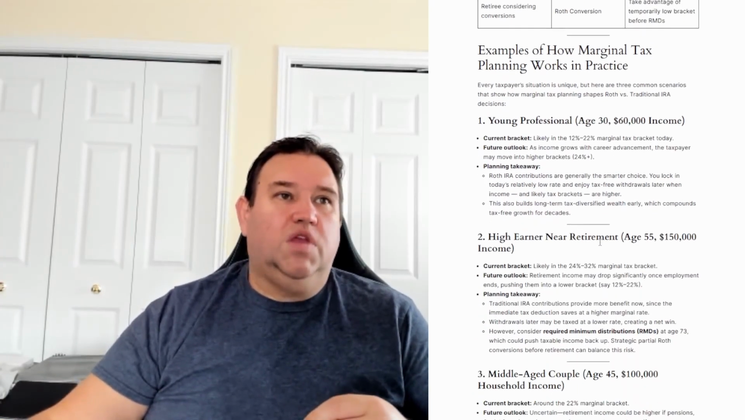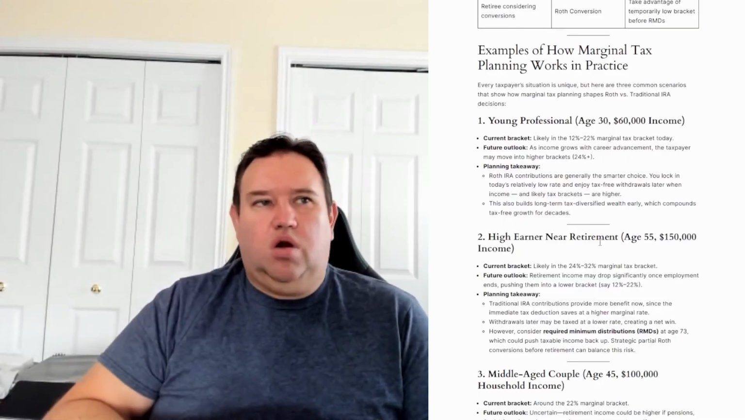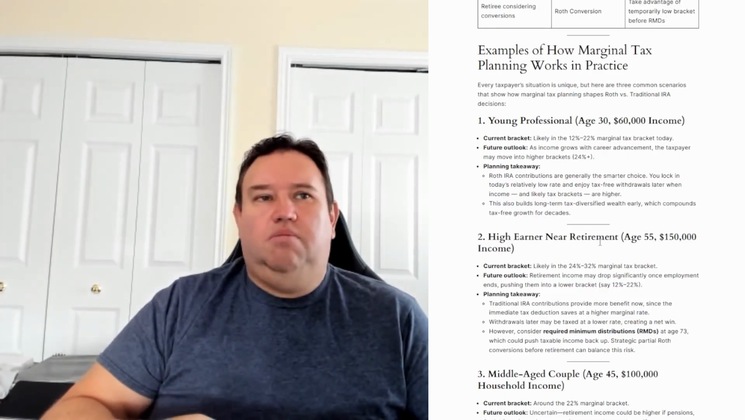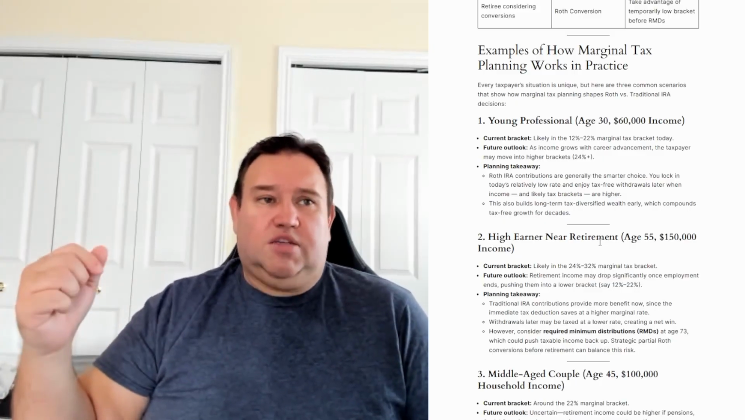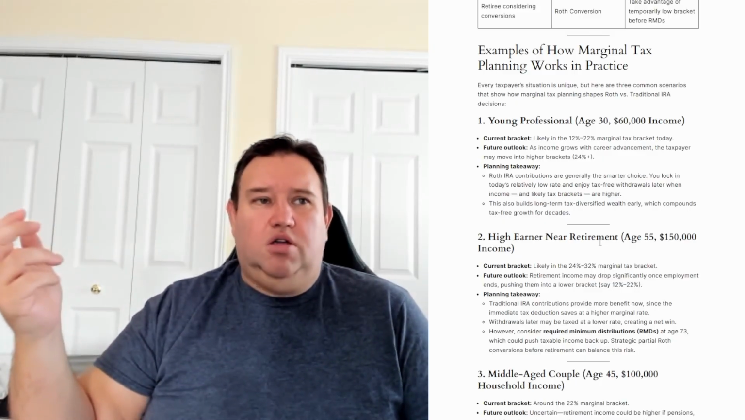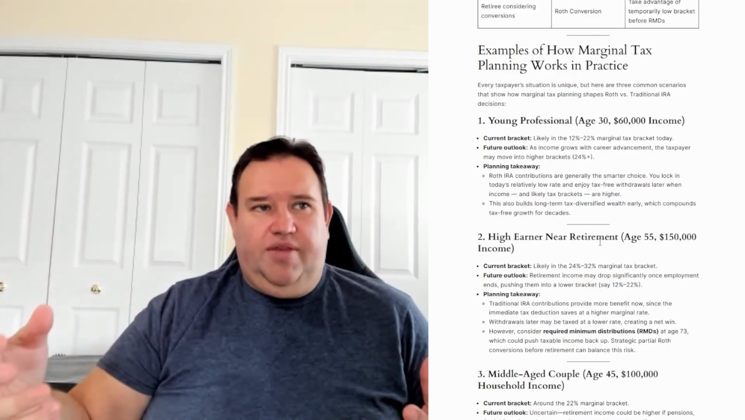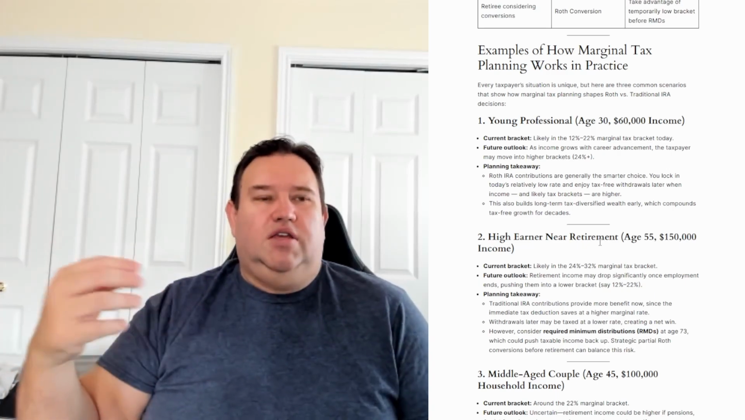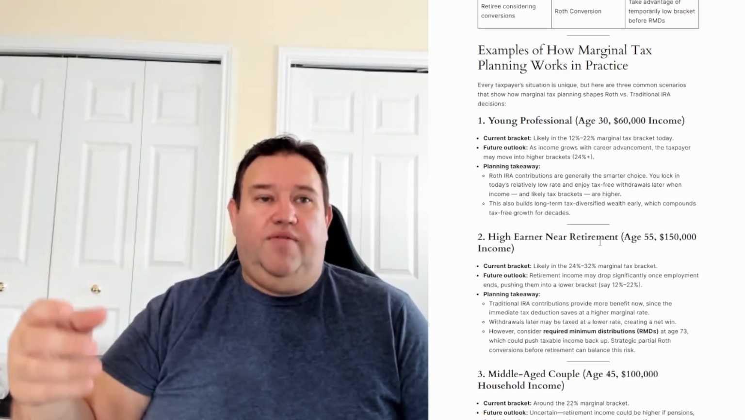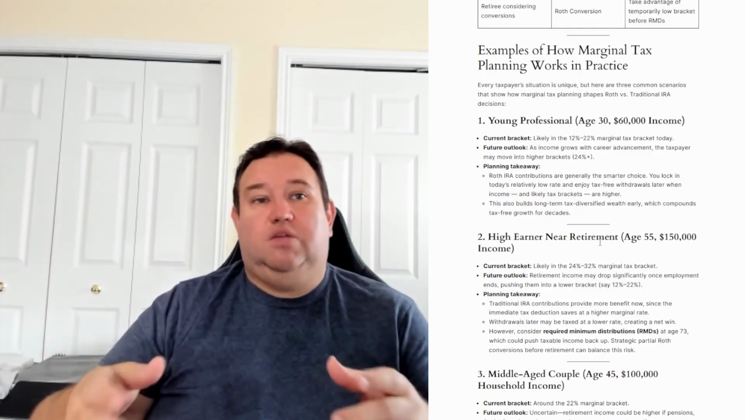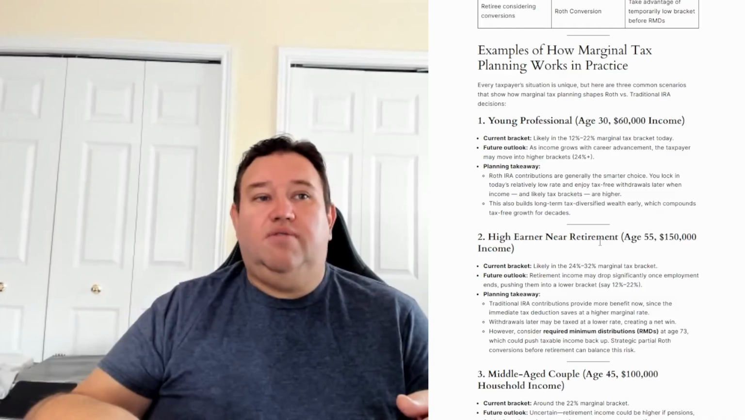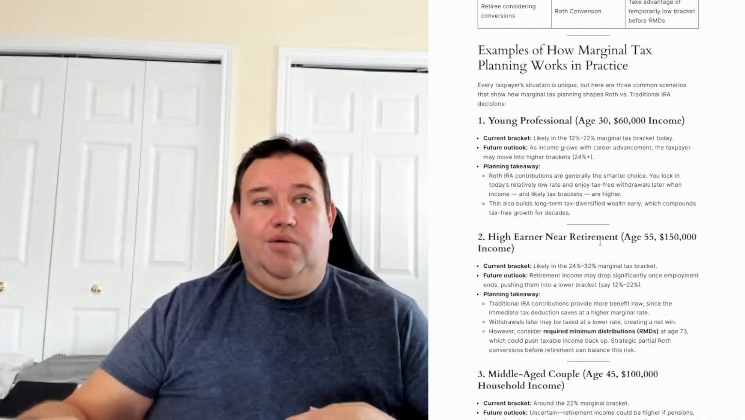So, examples of marginal tax rate planning in the workplace. A young professional might be working at age 30, making $60,000 in income. Current tax bracket is likely in the 12 to 22% marginal tax rate. Future income: maybe they've got a family, maybe they don't. As income grows with career advancement, the taxpayer may move into a higher tax bracket. Roth contributions might generally be a smarter choice in this position. You lock in today's relatively low rate and enjoy tax-free income later when your income and likely tax brackets are higher.